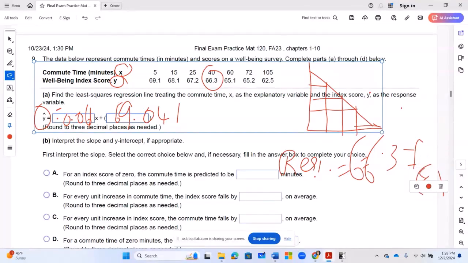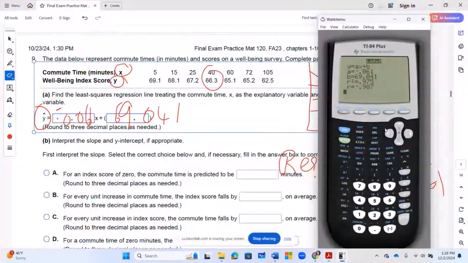It means go to that equation in y1. You can say y1, what is it? Vars, Y-Vars, function y1, and then substitute 40 in that equation. F of 40. And that is 66.601.